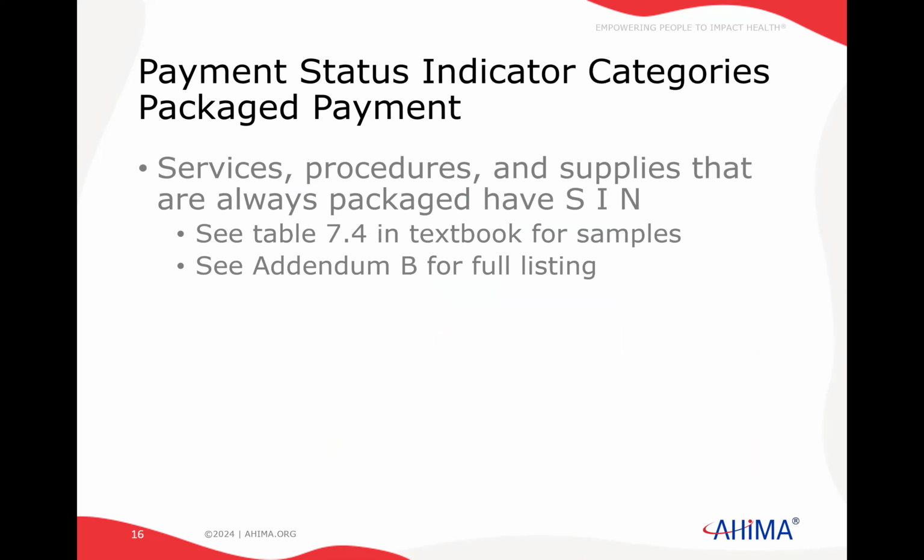Payment status indicator categories for package payments. Some services, supplies, and procedures are always packaged under OPPS and are assigned SI category N. These bundled payments, again, streamline reimbursement and reduce the billing fragmentation. These are described in Addendum B in your text, and you can also see some examples in Table 7.4 in your textbook.